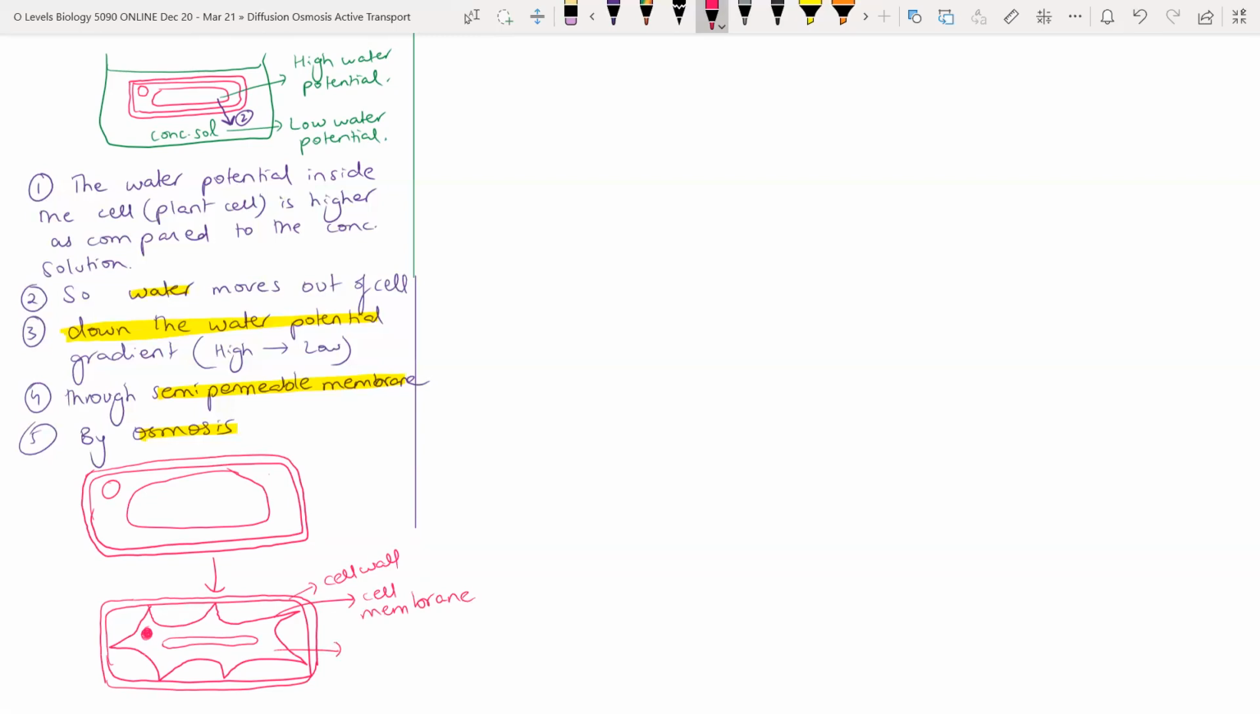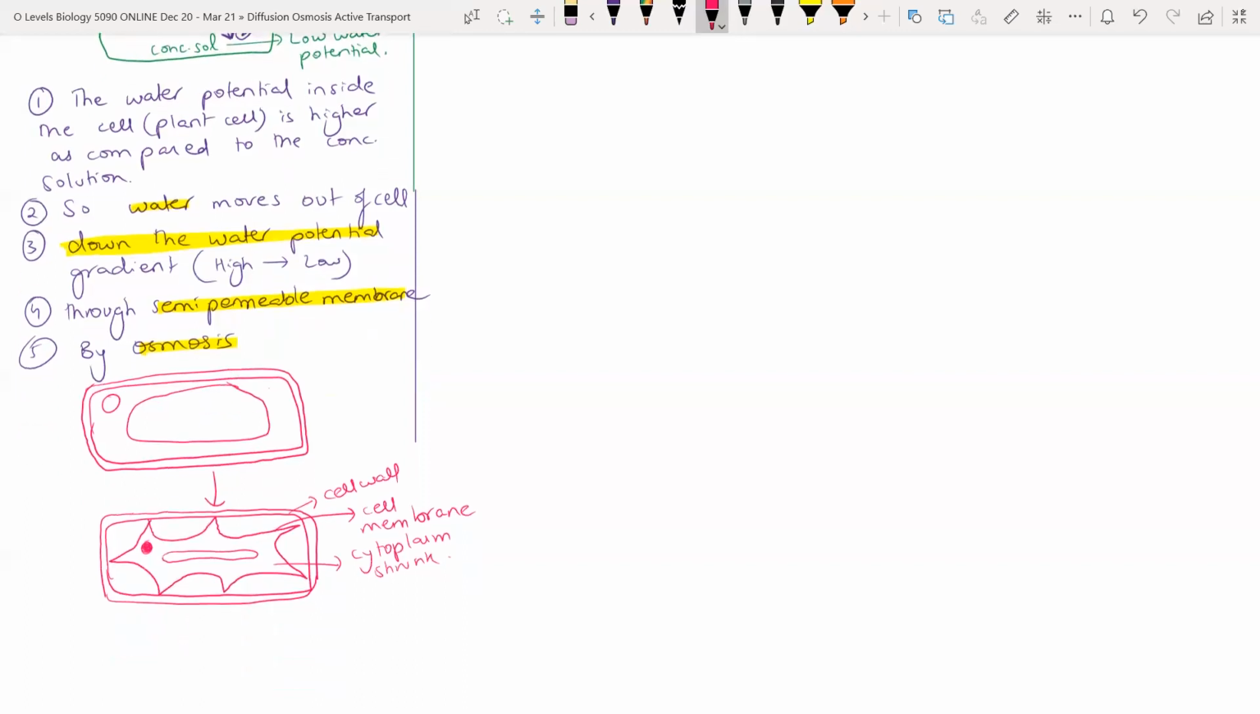So you can clearly see that the cytoplasm shrunk. You can see the cell membrane detached from different places. There are only a few points that remain attached, and the vacuole shrinks. Okay, so let me complete these points.